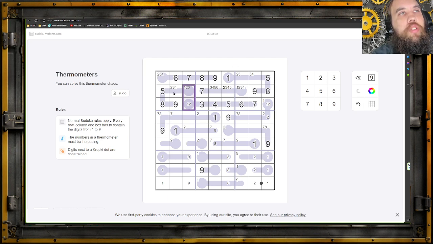Where does 6 go in this row now? There's only one place left. 5 is no longer an option. 4 is no longer an option. So 1, 2, 3, 2, 3, 4. And again, this could be 1, 2. This could be 3, 4. So there's a lot of options left here.